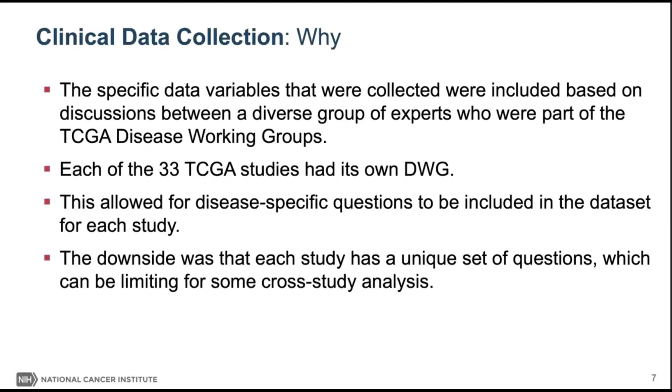For example, if you wanted to do a cross-study analysis on something as simple as height and weight, there were some studies, like the endometrial studies and the gastric studies, that found that information to be very important, and so they included it on their forms. But many of the studies didn't find something like height and weight important, so it was left off the form. So that's sort of the downside. But there is a lot of great information available. We just need to know how to get to it. So if you go to the next slide.